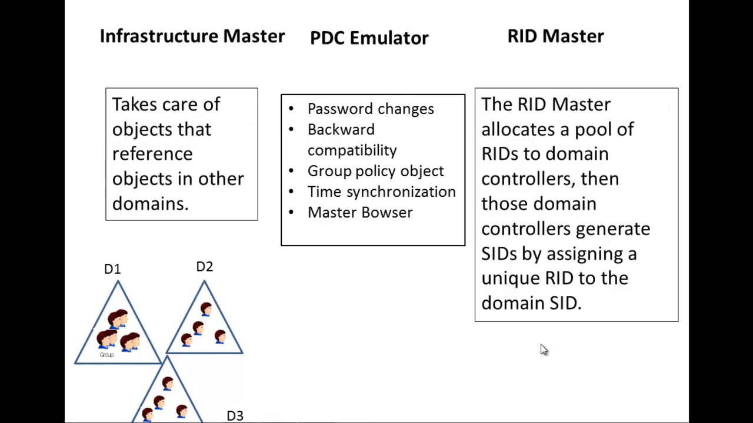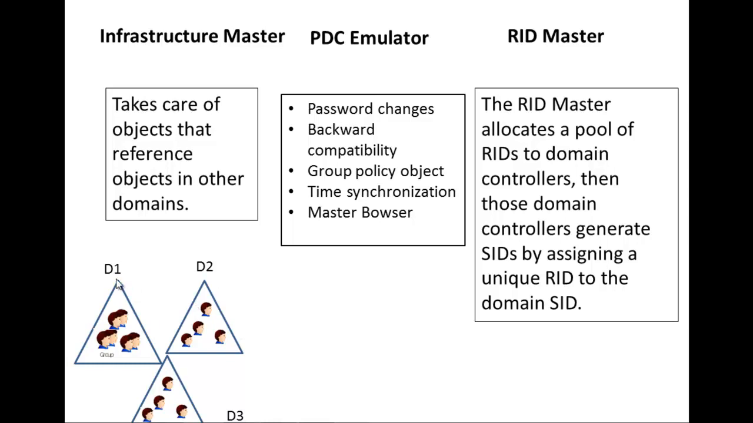Next, we want to look at 3 other roles: the Infrastructure Master, the PDC Emulator, and the RID Master. Let's start with the Infrastructure Master. The Infrastructure Master is responsible for taking care of objects that reference other objects in other domains. What do I mean by that? We can have in a domain what is called a universal group. Remember that a universal group will have users from other domains.